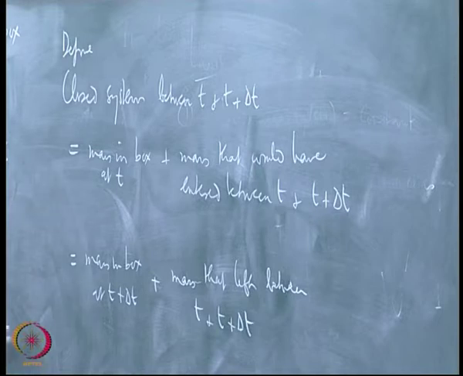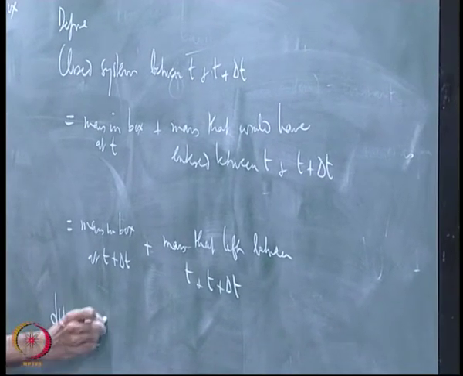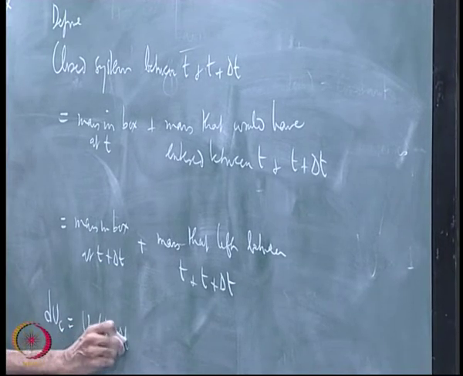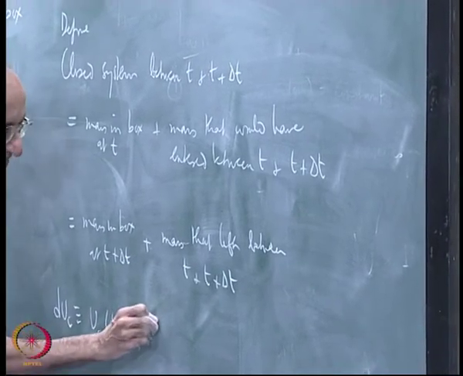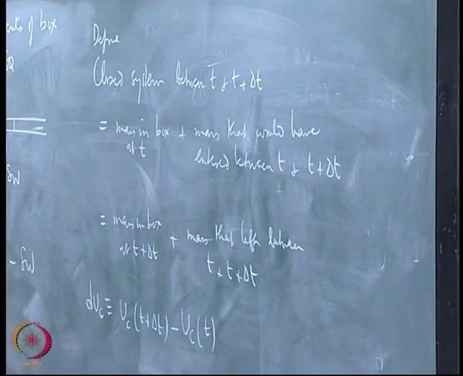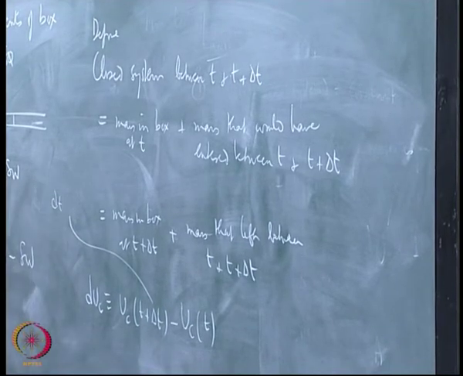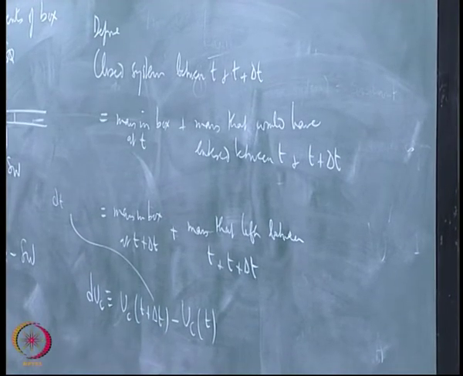So what is dU for the closed system? It is equal to U closed system at t plus delta t minus U closed system at t. This delta t we will treat as, eventually I am going to take a differential change in time, dt if you like.